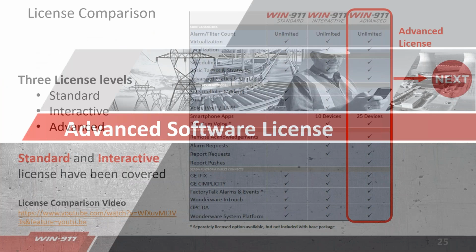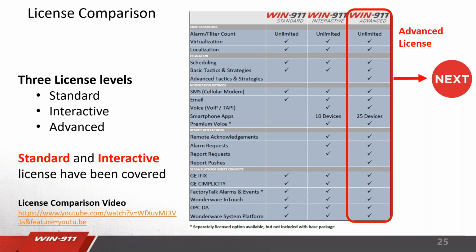Quick note on the advanced software license here. We have the 3 license levels: standard, interactive, advanced, and you can see on the comparison screen here, with advanced you're going to get more smartphone apps for the mobile app, 25 instead of 10, which is included in the interactive. You can also get report pushes and access to the advanced tactics and strategies. That's the big option there that some people might want to take advantage of. You can make much more complex escalation protocols and rules in there for who to notify and when. We do have a video on that as well, and that will be linked right there, license comparison video.